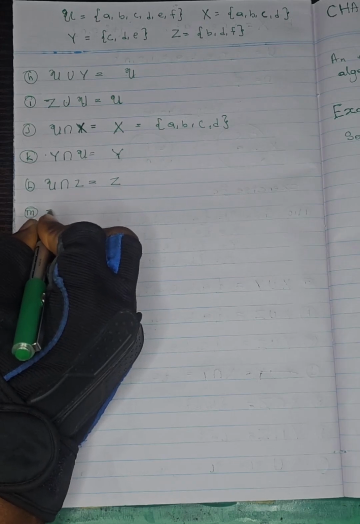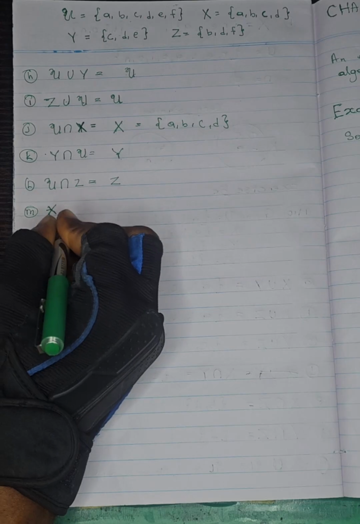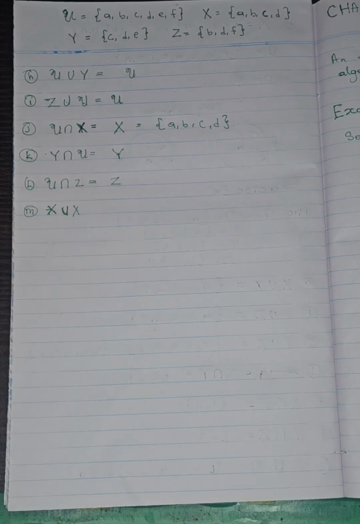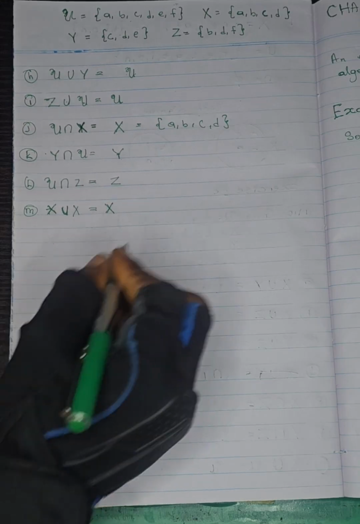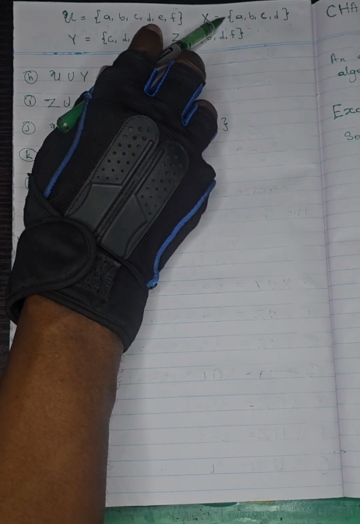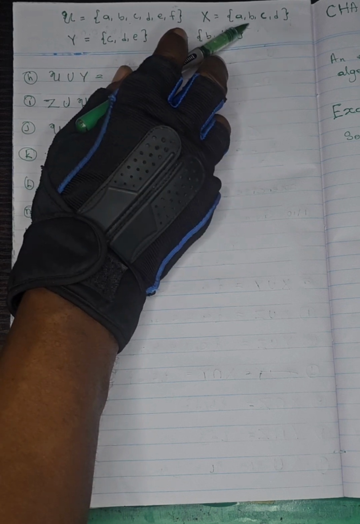We have X union X, like a set union itself. What do you think will be the answer? The answer will still be the same set, X. Look at it. This is X. You are being told to look for the union of X against itself. Simply, it's what X has and the same X has again.